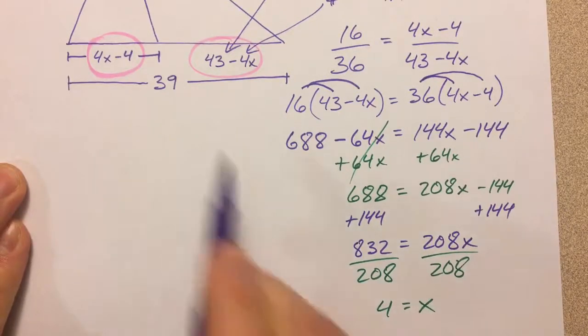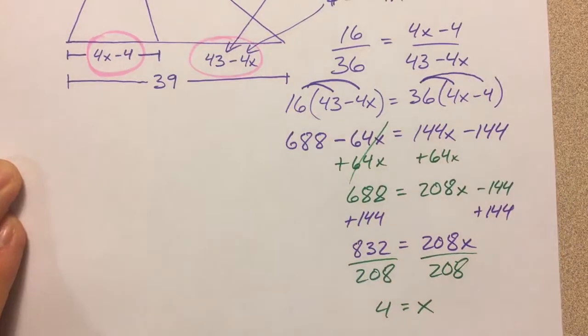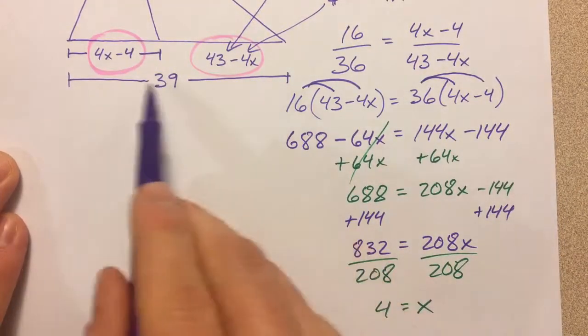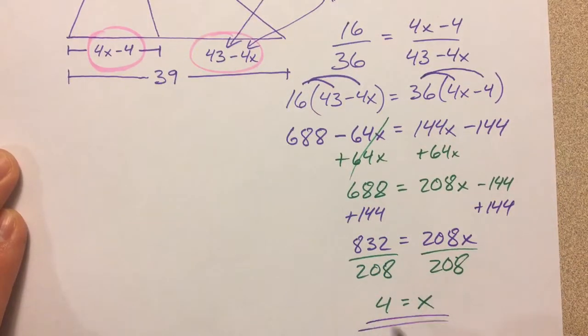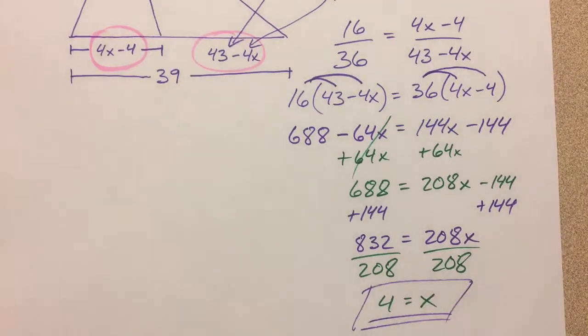And so if we plug that back in, those two pieces should make sense, and those two pieces should add up to 39. But so we got x equals 4. Congrats, that's the angle bisector theorem.